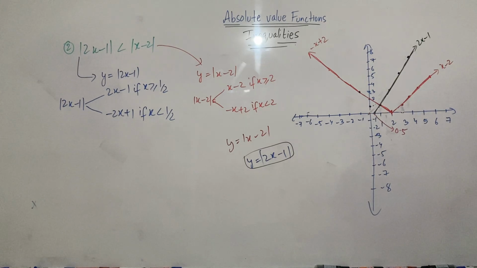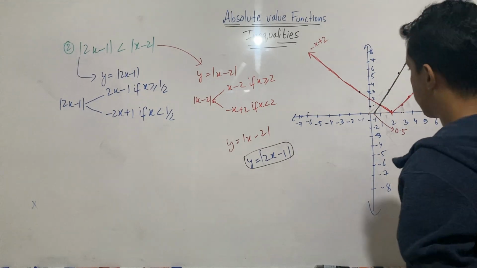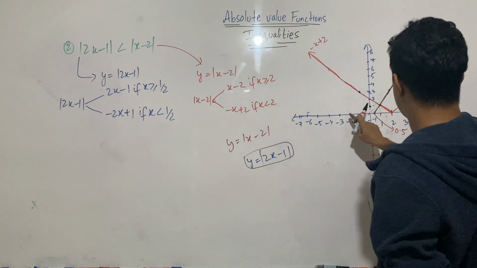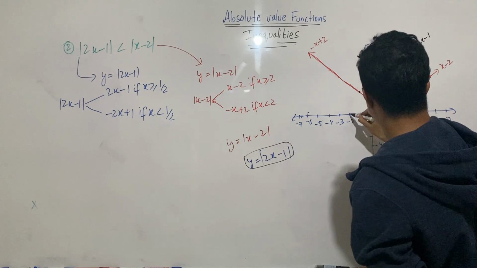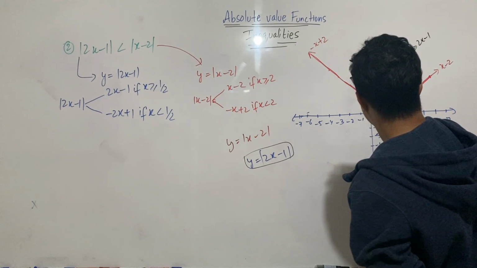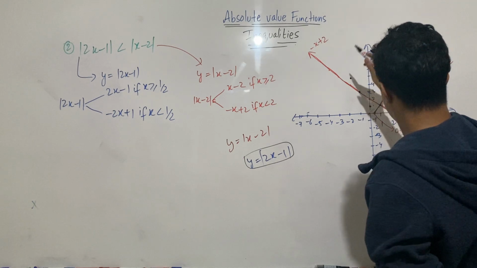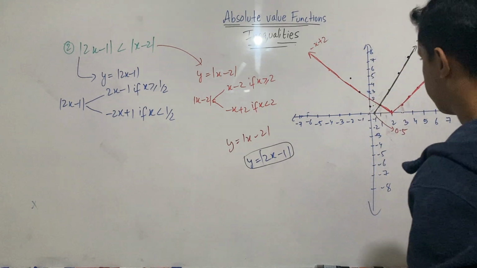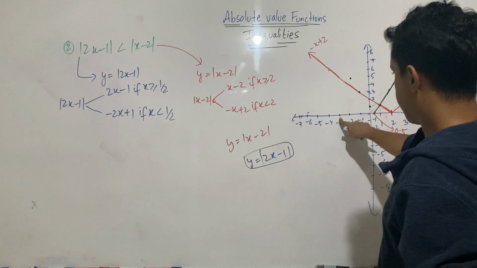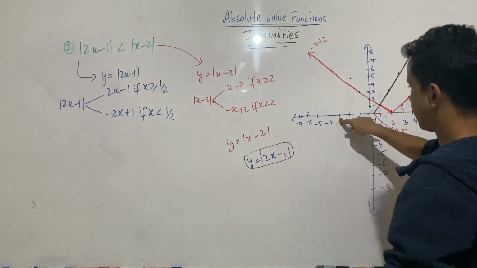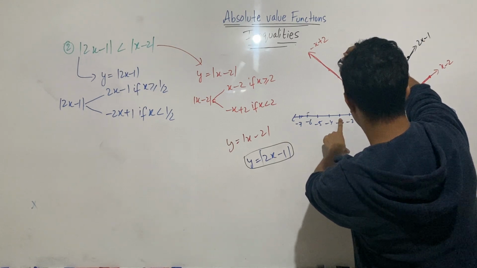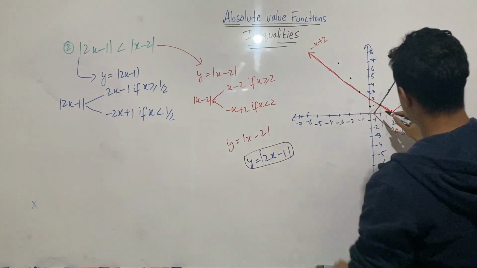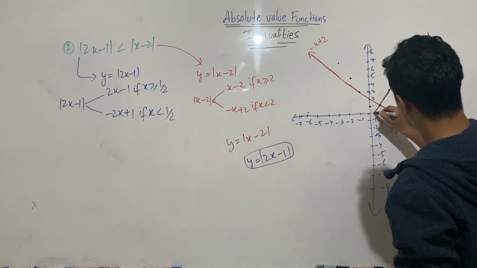Then minus 2, it's going to be 5. Minus 2, 5. Then minus 3, 7. Okay, if you trace all these points, it's going to be this.